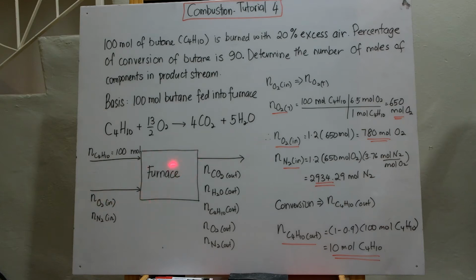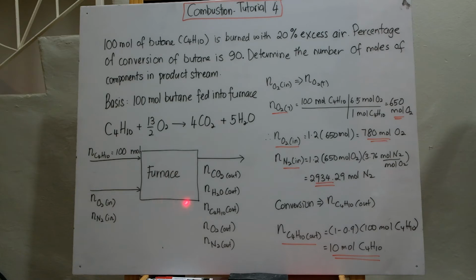So we know we have one furnace. We have one line going in of butane with 100 mole. And then we have another line of air, but this air is actually with excess. The air line, we split into two: a number of moles of oxygen and a number of moles of nitrogen, because it's easier to do it this way in this type of question.